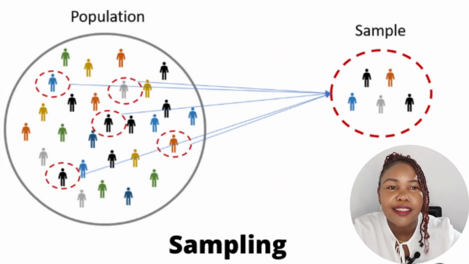So we're going to go direct to our topic today. Our topic today is all about sampling. So what is sampling? Sampling is just selecting a subset of individuals from a certain population. You want to identify the people that you're going to interview from a big sample of population.